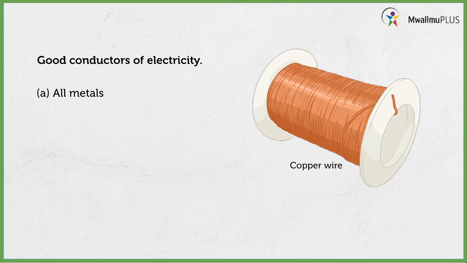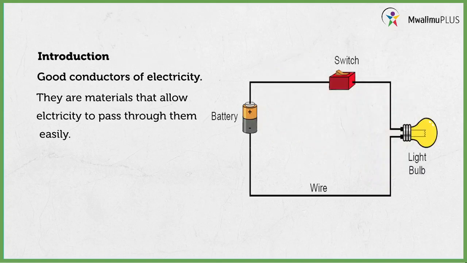Good. You have copper, you have silver, aluminum foil, and the rest. All metals, including even nails. If you put them somewhere there, then they will conduct electricity. For example, in our previous diagram, if you remove that switch there, then you put a copper wire in between there, that bulb will produce light, because copper is a metal and all metals conduct electricity.